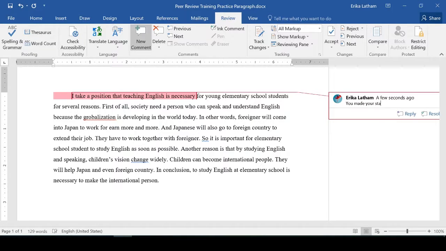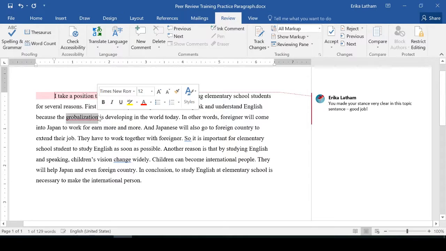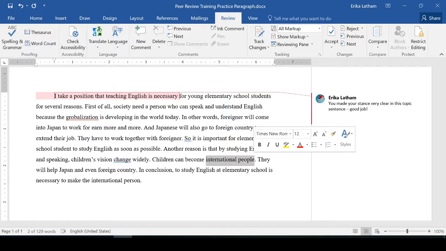You made your stance very clear in this topic sentence. Good job. "For several reasons." But the writer only mentions two reasons. And they were, let's see, adapting for globalization and becoming an international person. But actually, even those two reasons sound kind of like the same thing to me. So I think the biggest thing would be to make it clear what the difference is between them, if there is one, and then put each reason in a separate paragraph, right? Because we're only supposed to talk about one idea per paragraph.